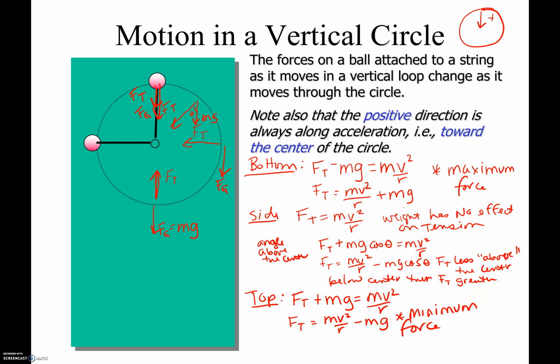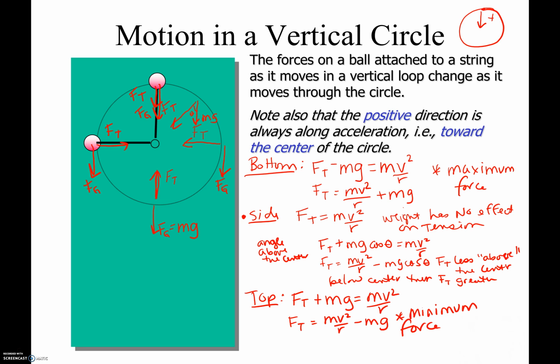And of course, we keep going around. When I get back to the side, the force of gravity is straight down, the tension force is towards the center of the circle. So I'm back here at the side where the tension force is equal to mv squared over r. So as I move around a circle, the magnitude of my force that's keeping me in the circle changes. At the bottom, it's the greatest. At the top, it's the lightest. And it varies. So as I start at the bottom and I go up, I'm starting at a maximum and it decreases till the tension force is just mv squared over r. And then it decreases as I get to the top where I get to my minimum force.